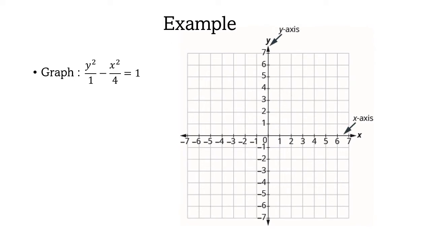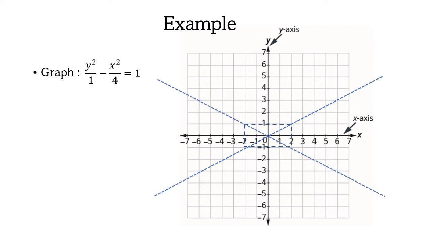Another example, we need to graph y squared over 1 minus x squared over 4 equals 1. So first we're going to draw a rectangle, 1 unit above and below the origin and 2 units to the left and to the right of the origin. Then we're going to draw the asymptotes. Now here the vertices and the foci are on the y-axis. So these are the vertices. This is my hyperbola.